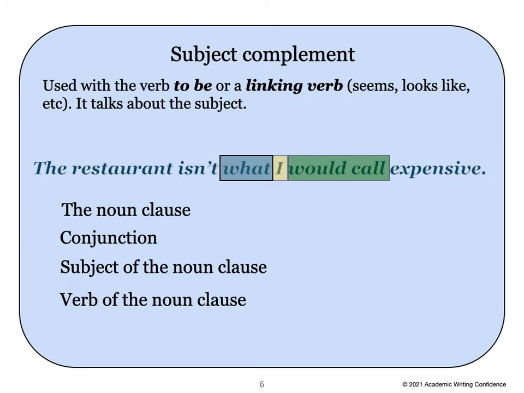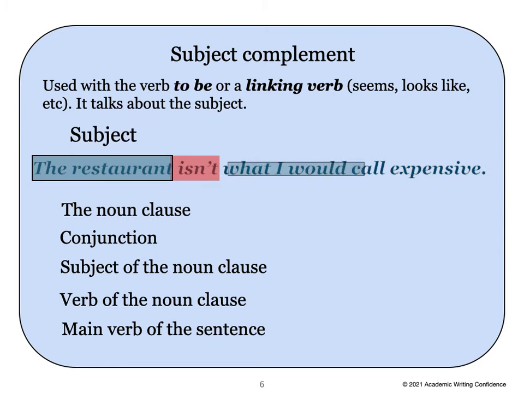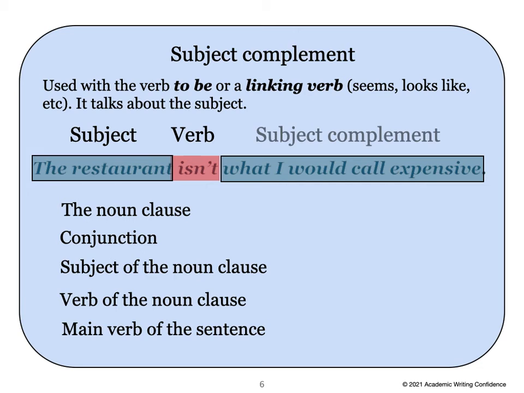Now again, the main verb of the sentence is the word isn't. So in this case, the subject is the restaurant. The verb is the word isn't, which is a verb to be, and the subject complement tells more about the restaurant. That is the noun clause, what I would call expensive.